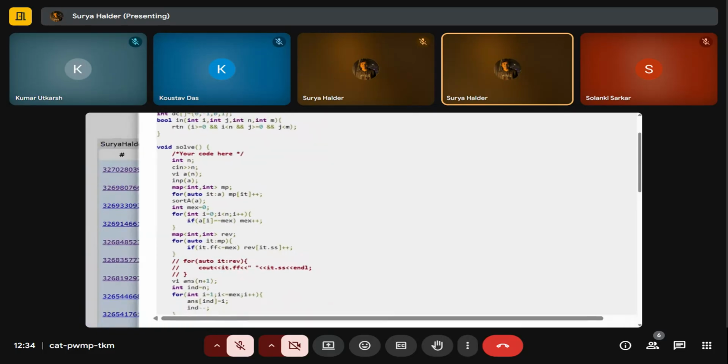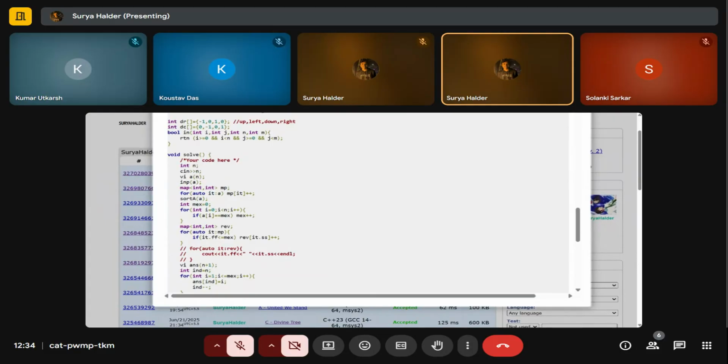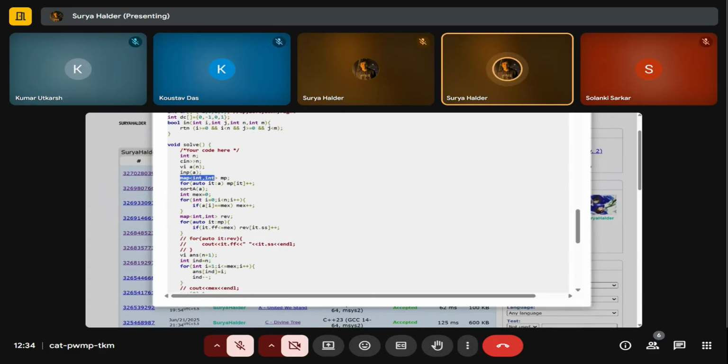See, I have taken the array as input. This map is basically storing the frequency of every element, meaning number to frequency. After that I am sorting the array. After that I am finding the maximum max value, meaning if I consider the entire array, what max can I get.